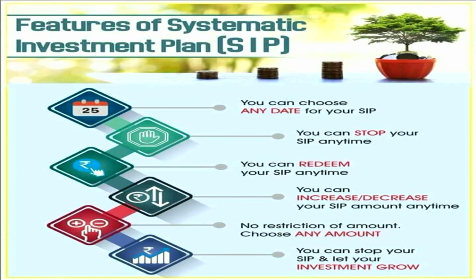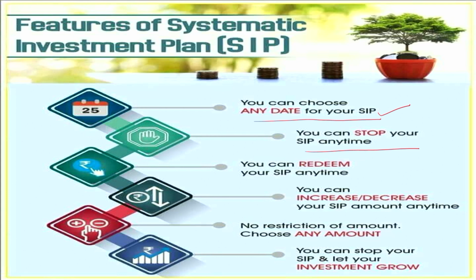So SIPs basically give you some specific features with the help of which you can invest your small amount of saving into the mutual fund scheme, such as you can choose any date for your SIPs. Suppose that if you receive your salary on the 15th of every month, then you can choose the 15th to 20th, any date you can choose for the auto deduction of the amount from your salary into the mutual fund scheme investment. So you can choose any date from the month for the purpose of deducting the amount of investment into your SIP. You can stop your SIP anytime in this systematic investment plan.